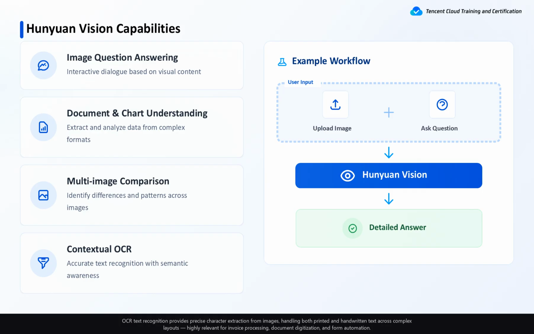OCR text recognition provides precise character extraction from images, handling both printed and handwritten text across complex layouts, highly relevant for invoice processing, document digitization, and form automation. Video understanding extracts key information from video clips, recognizes behavioral events, and generates content summaries. This comprehensive multimodal coverage means tasks that previously required multiple specialized models working in a pipeline can now be accessed through a single unified integration, substantially reducing system complexity and development overhead.